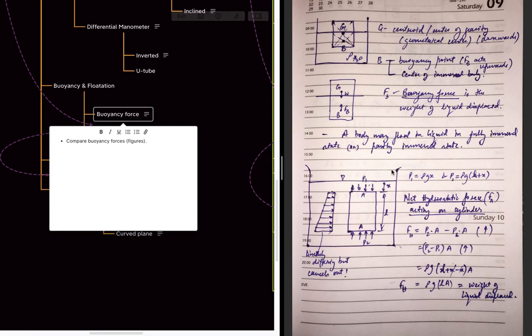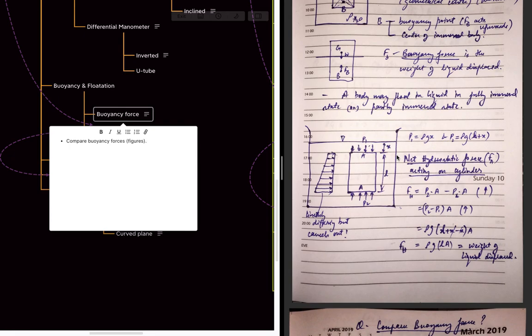A body may float in liquid in a fully immersed state or in a partially immersed state. That's because of the specific gravity. If the specific gravity is 1, the body will be immersed and floating at the same time. If the specific gravity is less than 1, the body will be floating. So we will compare the buoyancy forces in the upcoming diagram.